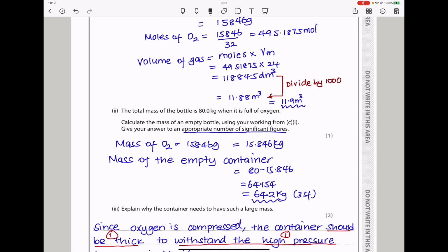Down here they say the total mass of the bottle is 80 kilograms when it is full of oxygen. Calculate the mass of an empty bottle using your working from C1 and give your answer to an appropriate number of significant figures. Now from above, we know the mass of oxygen is 15846 grams, which is 15.846 kilograms when you divide this by 1000. So that means the mass of the empty container is going to be 80 minus 15.846, which is 64.154. Rounding off, it's going to be 64.2 kilograms if it's 3 significant figures.